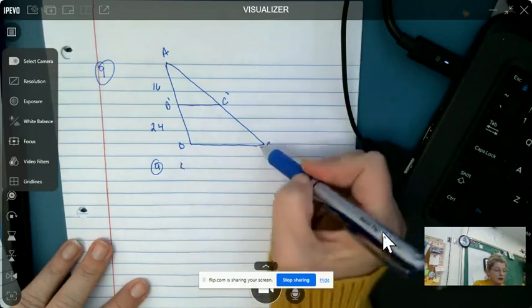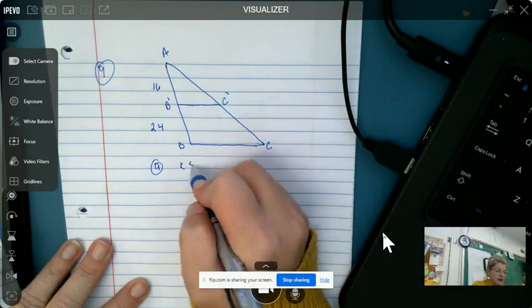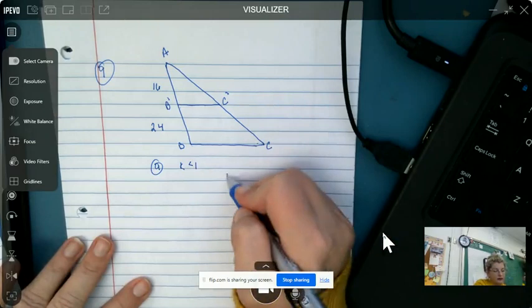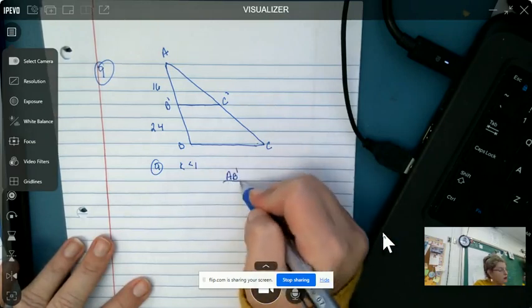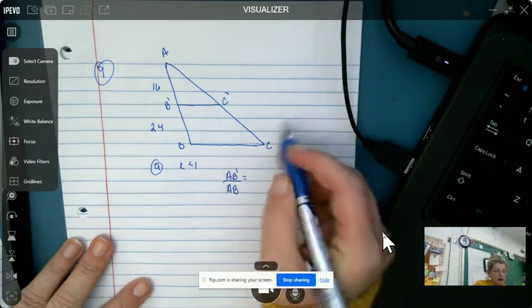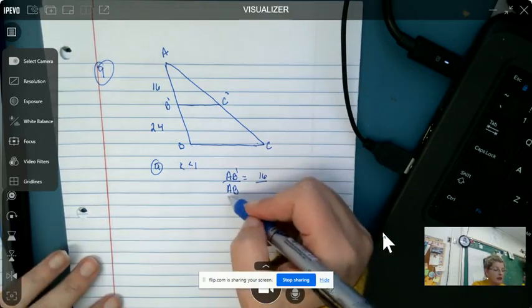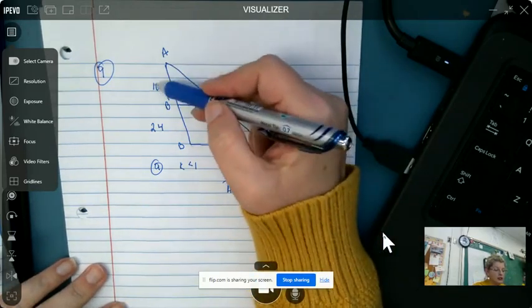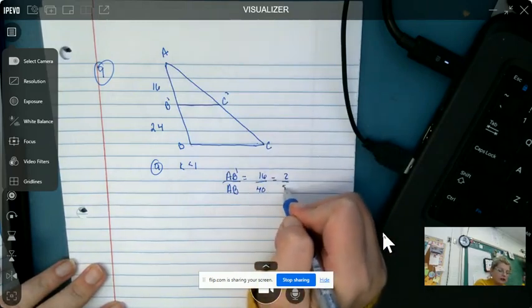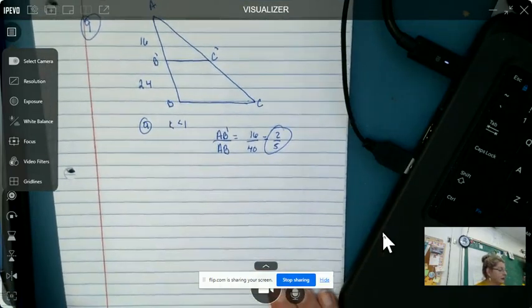Now, since the figures went from BC to B prime C prime, we know that our K has to be less than 1, so it's going to be a smaller amount. So we're going to set up our ratio, A to B prime to AB. A to B prime is 16. A to B is this whole thing, so 16 plus 24, which will give us 40. That'll simplify down to 2/5. So our size change is 2 to 5.